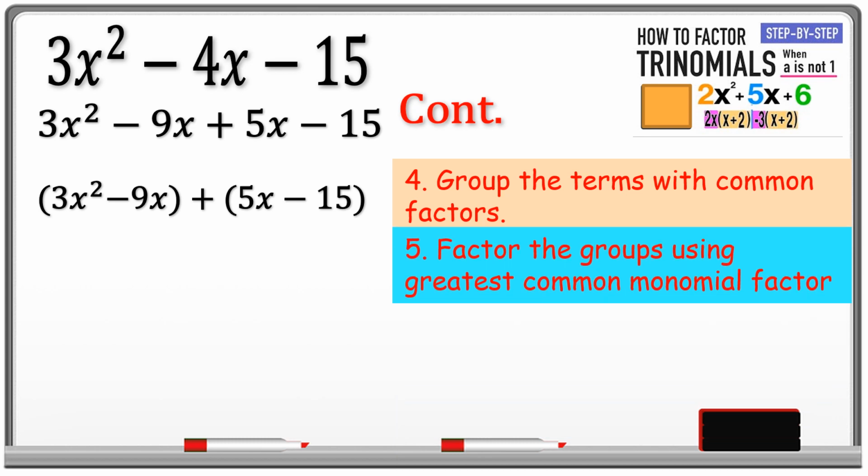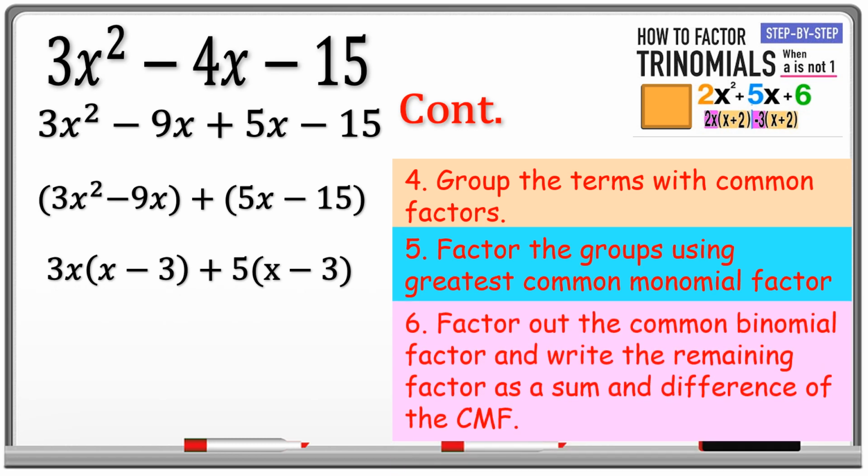So, for step 5 po, you factor the group using the greatest common monomial factor. So, common factor between 3x squared minus 9x is 3x. So, 3x, the remaining factors are x minus 3. And of course, yung common factor between 5x minus 15 is 5. The remaining factors are x minus 3. If you want to check kung tama ba yung GCMF mo, i-distribute mo yan. And then you multiply. 3x times x, 3x squared. 3x times negative 3, negative 9x. 5 times x, 5x. 5 times negative 3, negative 15. So, that is correct. Tama na yung GCMF nyo.